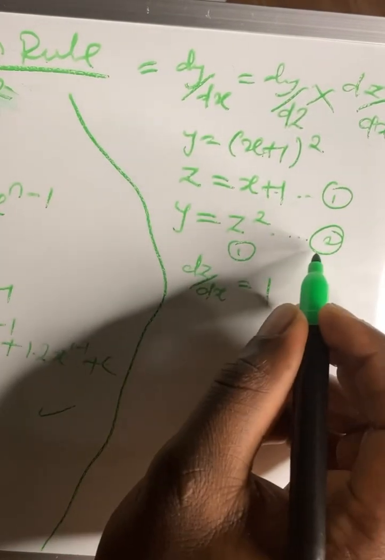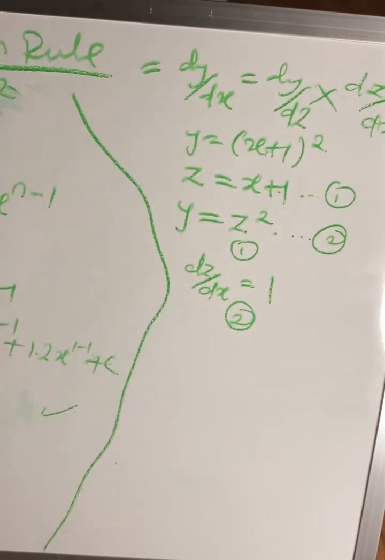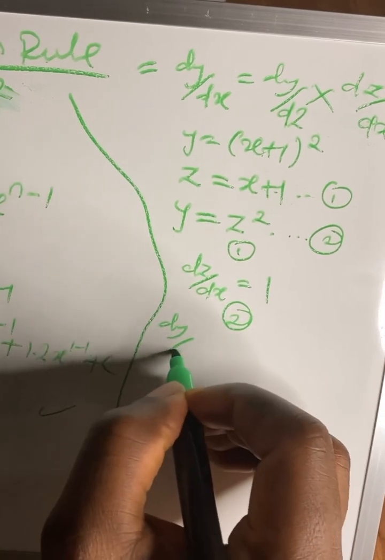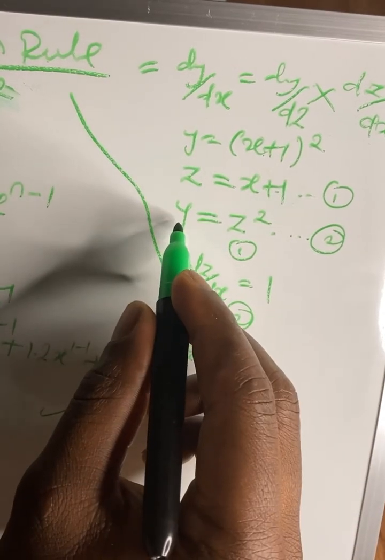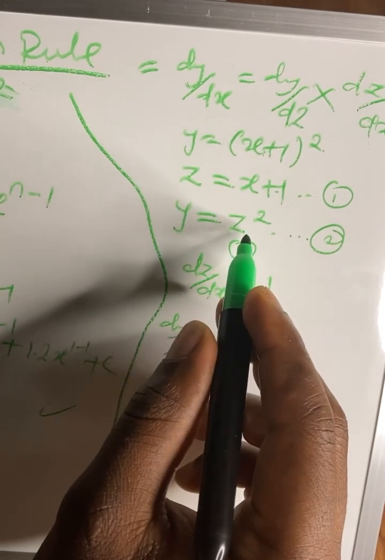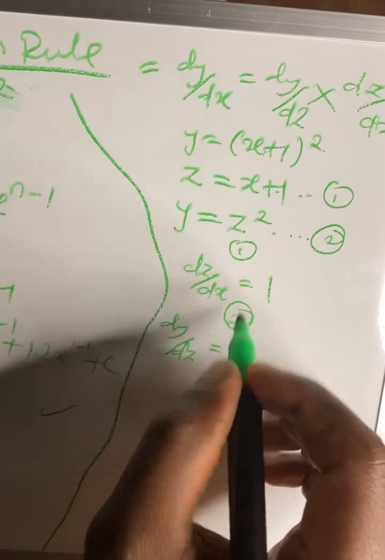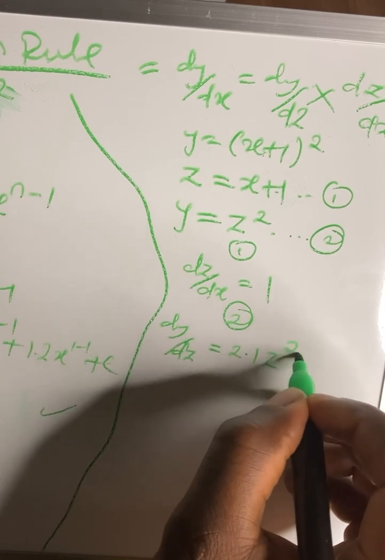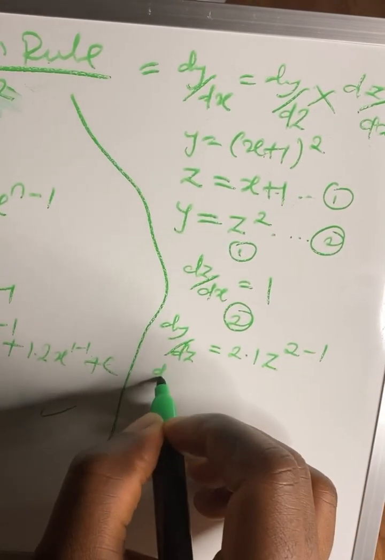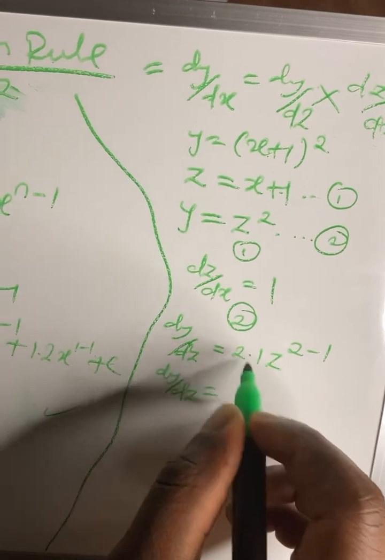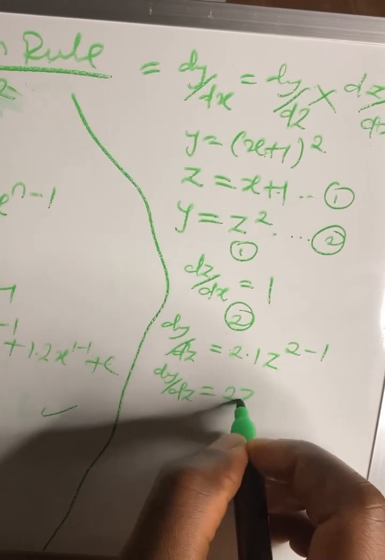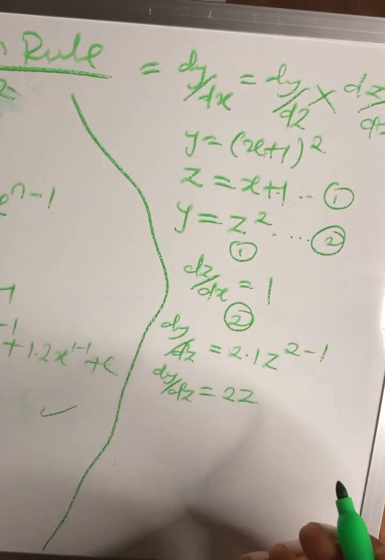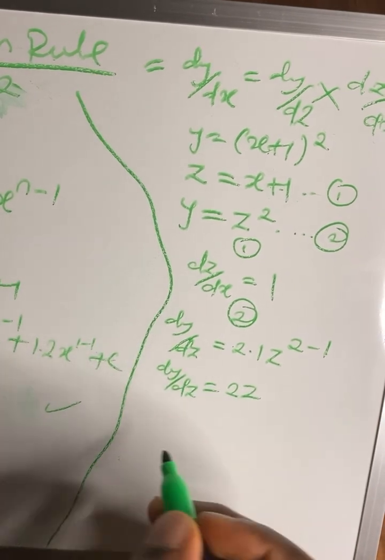And we are looking for our dy dz now. So from this 2, we can get our dy dz. Differentiating this y in respect to z, we will have 2 multiply 1 z to the power 2 minus 1, right? So our dy dz will be equal to 2 multiplied by 1 is 2z. 2 minus 1 is 1. So instead of writing 1, we know that 1 is already invisible there.